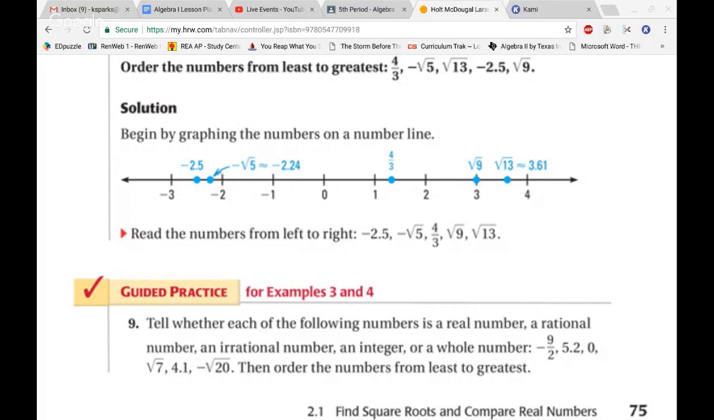So all of my numbers are -4.5, 5.2, making sure I type all these right, 0, 2.646, 4.1, -4.472. Those should be all my numbers. Okay, there's 1, 2, 3, 4, 5, 6.